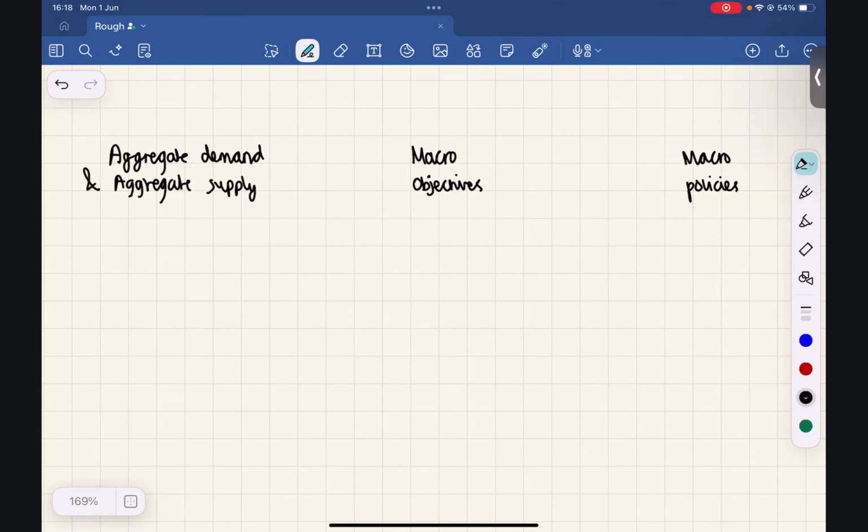Okay, so let's get straight into it then. Let's just start with the factors that affect aggregate demand and aggregate supply.